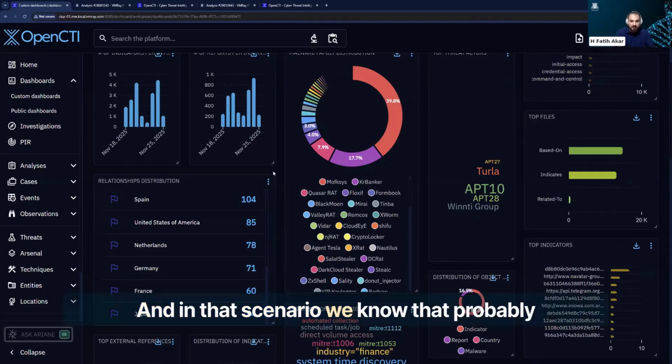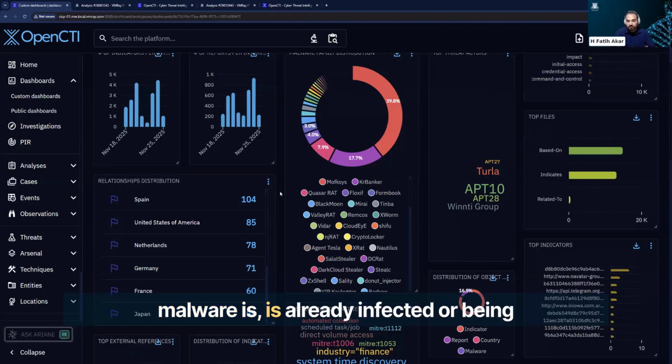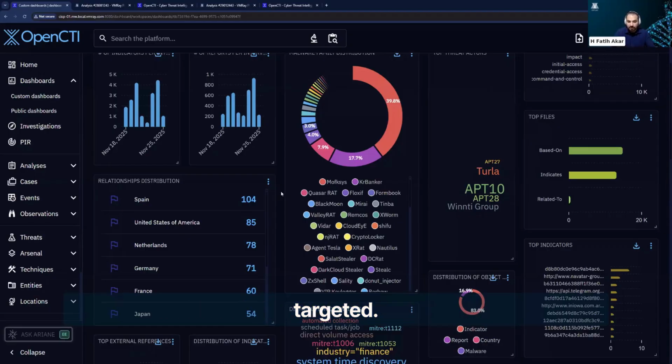In that scenario, we know that the IP address trying to resolve that domain name, which is probably attached to a C2 address in a malware, is probably already infected or being targeted. So this is a really important piece of information that can be utilized to filter out or prioritize the threats that you are trying to deal with.